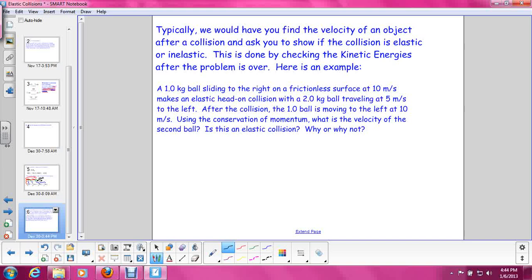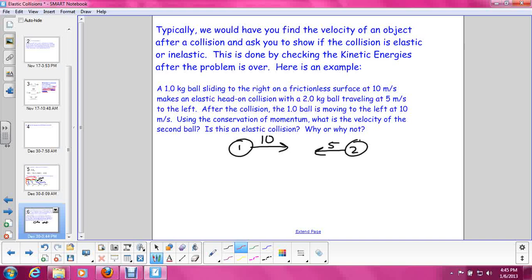So we have a 1 kilogram ball. Well, actually, I'm going to draw it a little bigger. We have a 1 kilogram ball sliding to the right at 10 meters per second. And it makes an elastic head-on collision with a 2 kilogram ball traveling at 5 meters per second to the left.